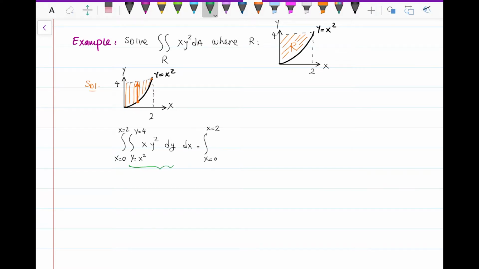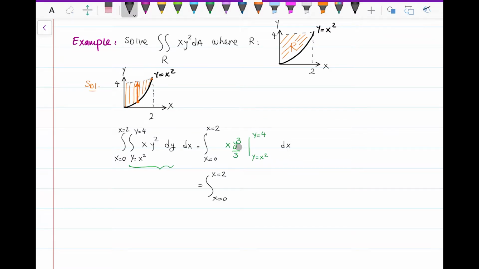This one. This is the integral with respect to y. So x is a constant. So the integral of a constant times y squared would be the constant times y cubed over 3. And the bounds are y equals x squared to y equals 4. And now I have my dx left. Okay, so this is the integral from x equals 0 to x equals 2.